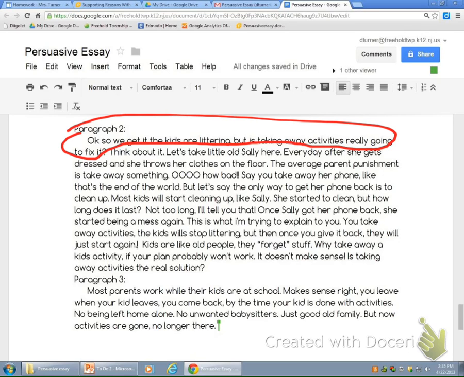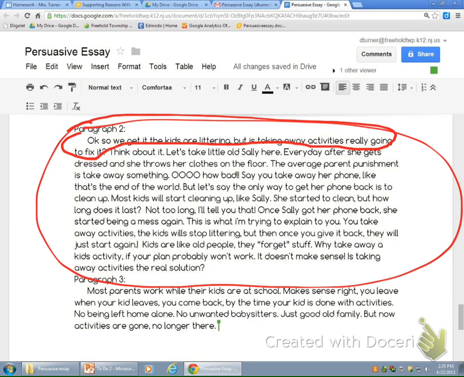Kids are like old people. They forget stuff. Why take away a kid's activity if your plan probably won't work? It doesn't make sense. Is taking away activities the real solution? So this is a pretty decent example. There's a lot of talking to the audience, right? Rhetorical questions in there. All right?